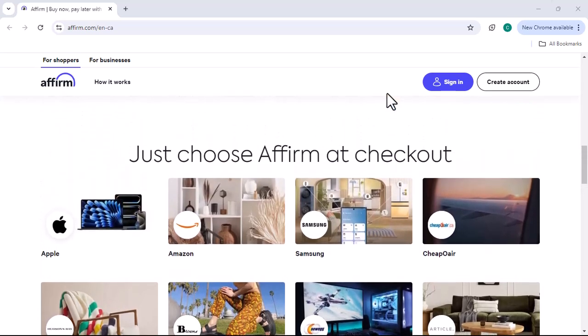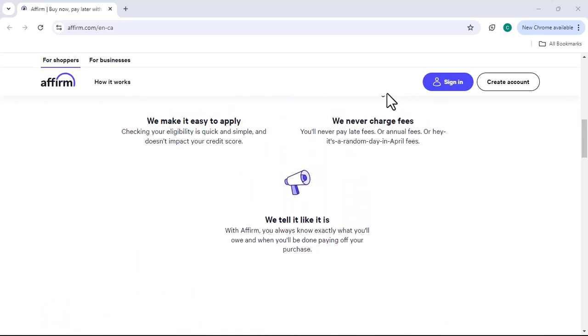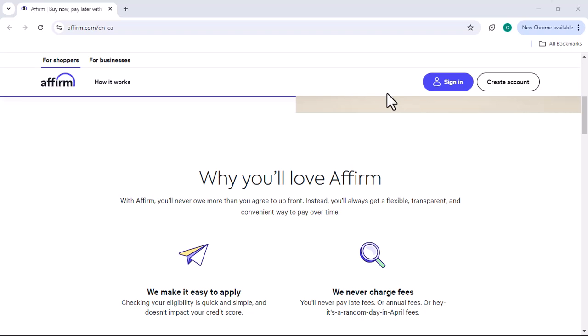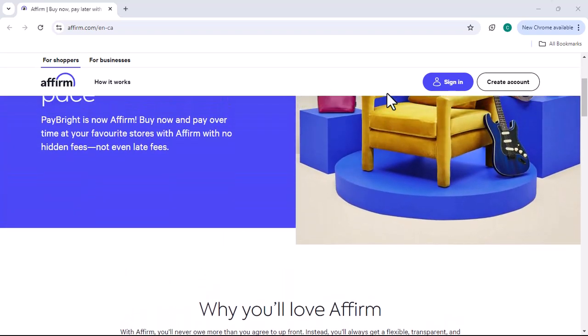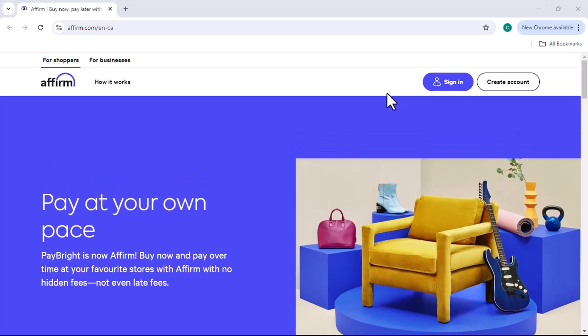Safety features of PayBright. Now, let's get to the heart of the matter. Is PayBright safe? The company claims to have several security measures in place to protect your personal and financial information. These include data encryption. PayBright uses advanced encryption technology to safeguard your data during transmission.